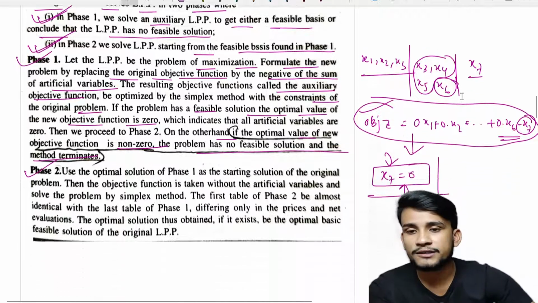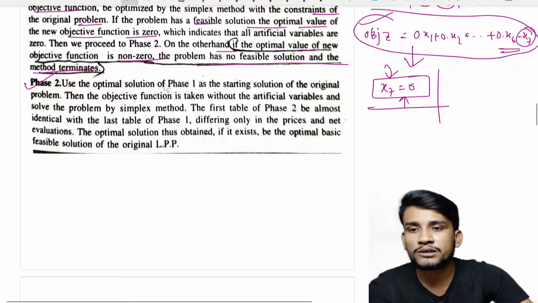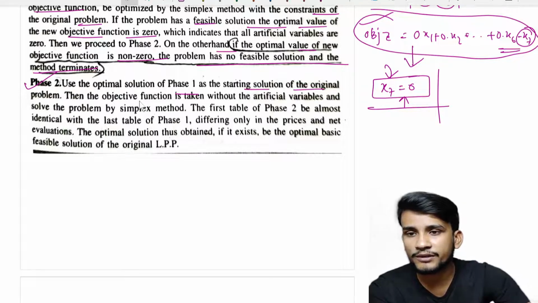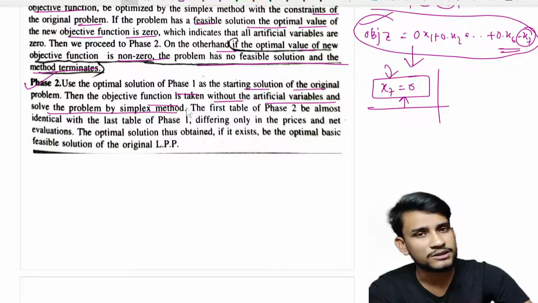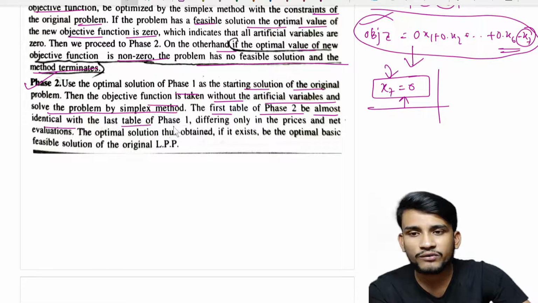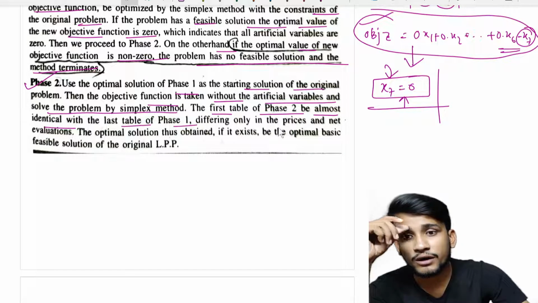And next, phase 2. So use the optimal solution of phase 1 as the starting solution of the original problem. Then the objective function is taken without the artificial variables and we solve the problem by the simplex method. This is the simple simplex method. The first table of phase 2 will be almost identical with the last table of phase 1, differing only in the prices and the net evaluation.